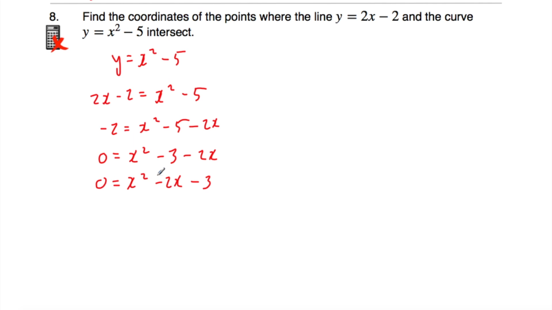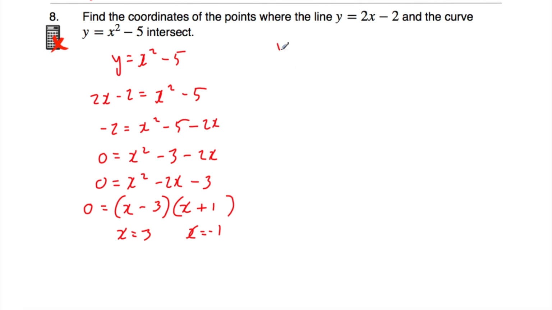Okay, so we've now got a quadratic. Let's factorize and solve it. So 0 equals, and if we factorize this, we're going to have x and x. And we want two numbers that multiply together to be minus 3 and add together to be minus 2. So I'm thinking minus 3 and 1, because minus 3 times 1 is minus 3, and minus 3 plus 1 is minus 2. So that means our solutions will be x equals 3 and x equals minus 1, so we've got our two values for x. Now we just need to find our values for y.